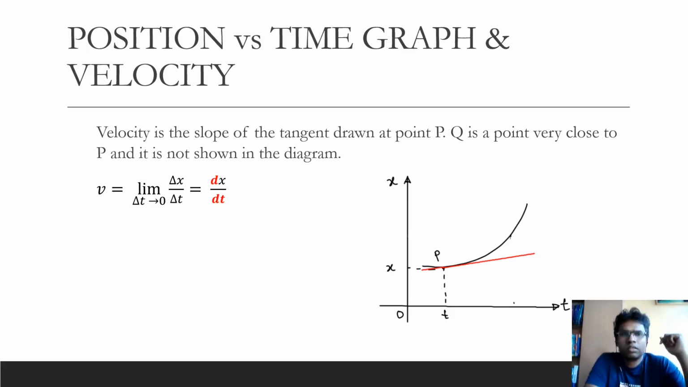If we look at the position versus time graph, the velocity can be read as the slope of the tangent drawn at a point P in the graph. That point P corresponds to a specific point in space. Let's say having a position x from the origin for a particle moving along a straight line, and at a time t. Now here we are not showing you the point Q which is very close to P.